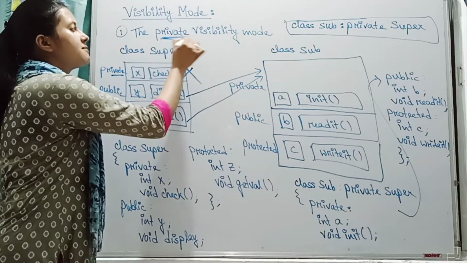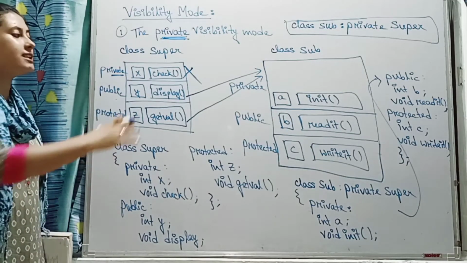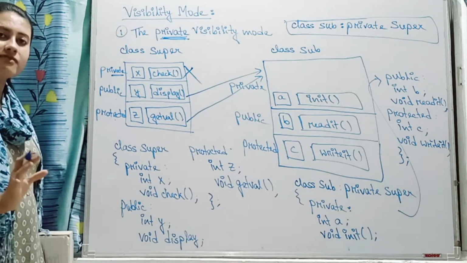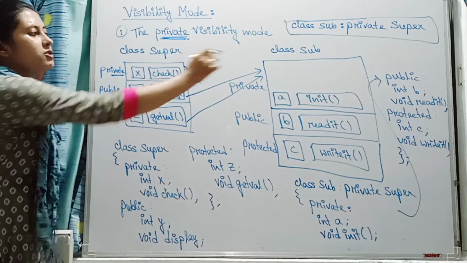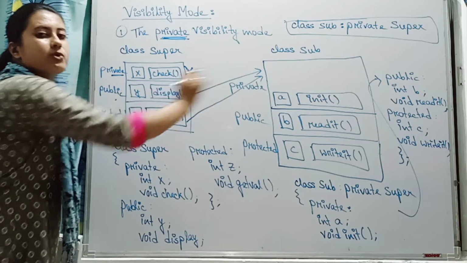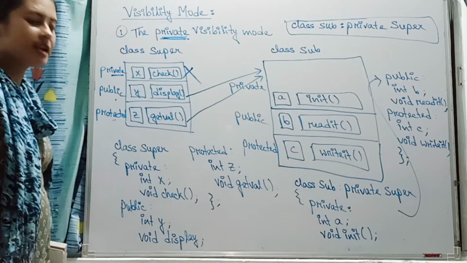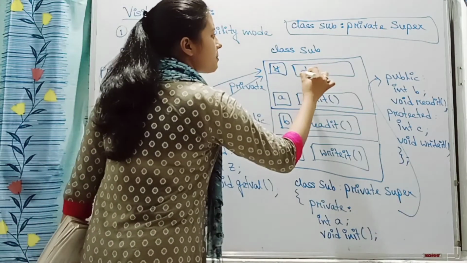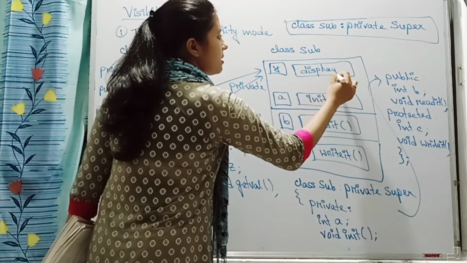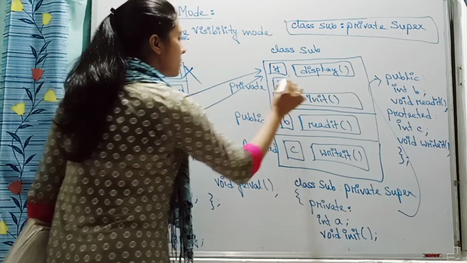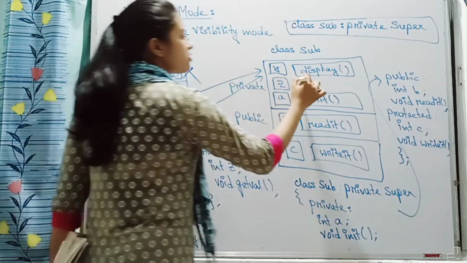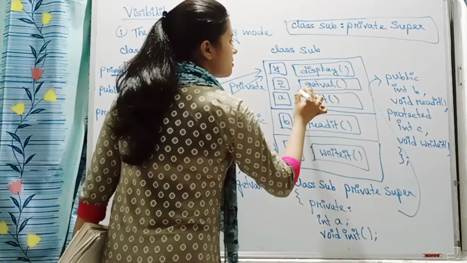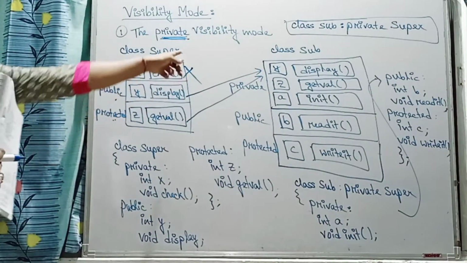But the public and protected section members, data members, all will go to the private section. Why? Because the visibility mode is private. We are inheriting the class super privately. So the public member will go to private, and the protected member will also go to the private section of the subclass. How will it be defined? y and display will be defined under the private section, and then the protected members, that is z and getWell, will also be defined under the private section. Okay, so this is the private visibility mode.